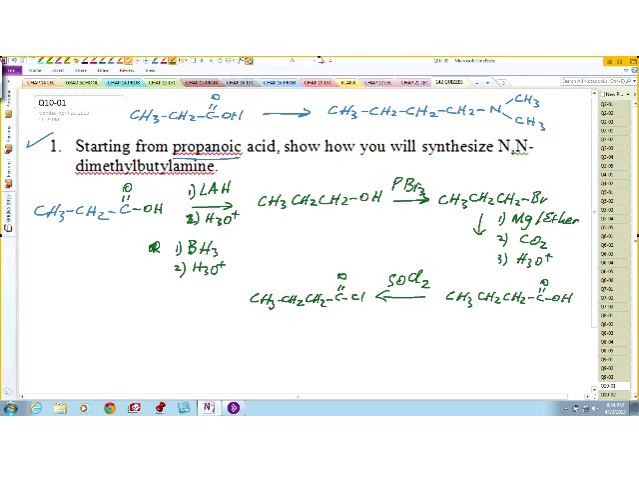And then what do you do after that? You want to use a secondary amine, okay? This is one of those nucleophilic acyl substitution reactions. So you want to use this secondary amine, okay? And that will give us this.